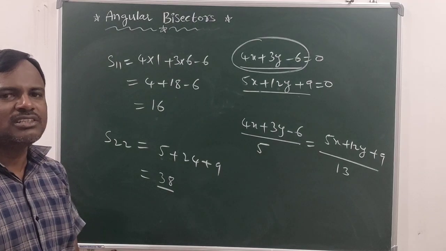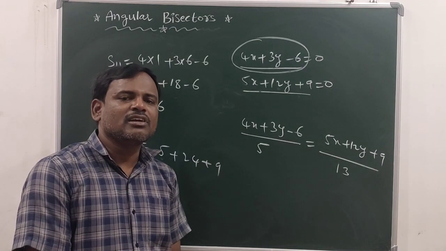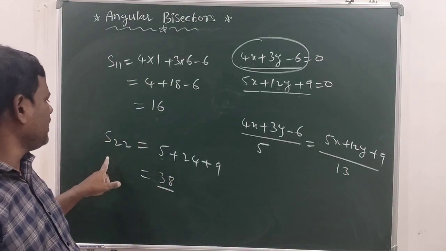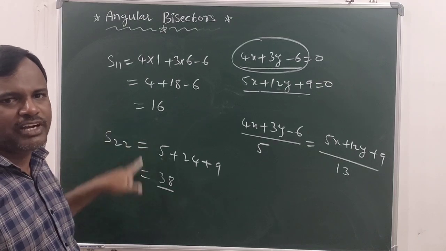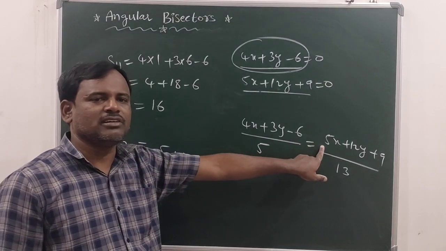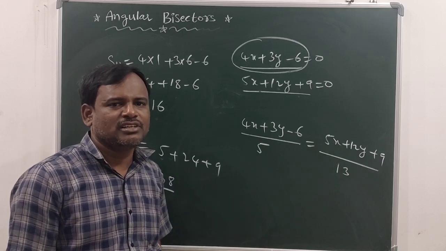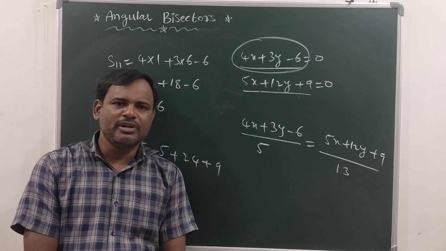Okay students, what is the last question? Find an angular bisector in which 1 comma 2 is lying. So I said to you to prepare S11 and S22. If both get the same sign, then here plus indicates the required angular bisector in which that point 1 comma 2 is lying. Okay students.